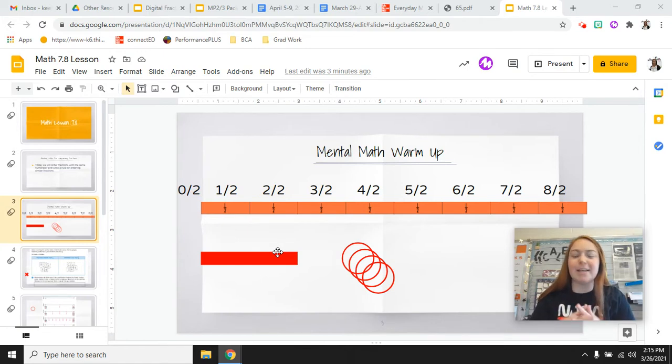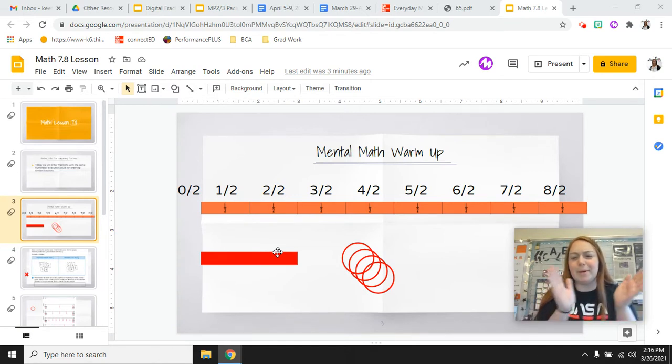So let's just try this. And then afterwards, we'll go through and we'll circle the numbers, or the fractions, that show whole numbers, okay? So 0 halves, 1 half, 2 halves, right? Because 2 halves is equal to 1 whole. All right, let's keep going. 3 halves, 4 halves. You should clap. 4 halves would be 2 wholes. 5 halves, 6 halves. Did you clap? Did you get that one? So 6 halves would be 3 whole numbers, and then 7 halves and 8 halves.